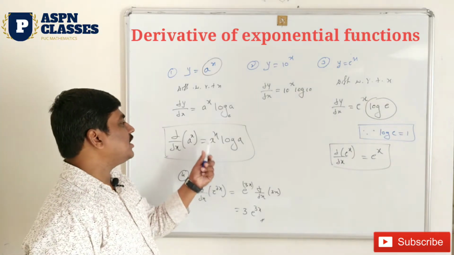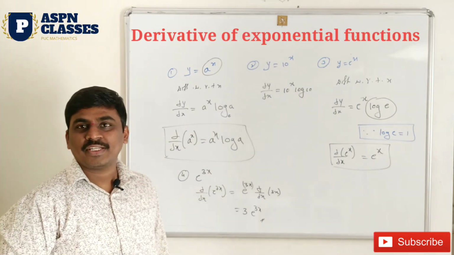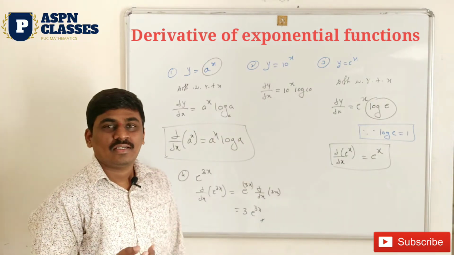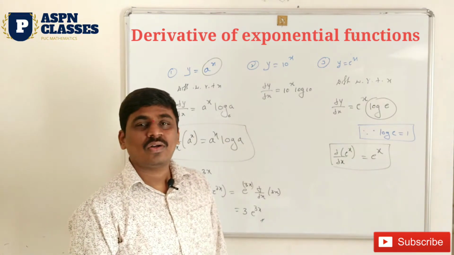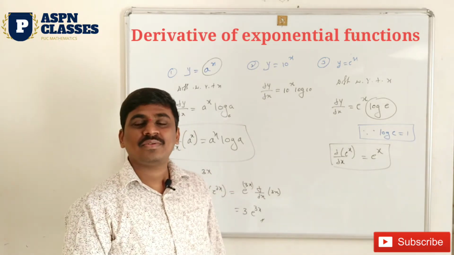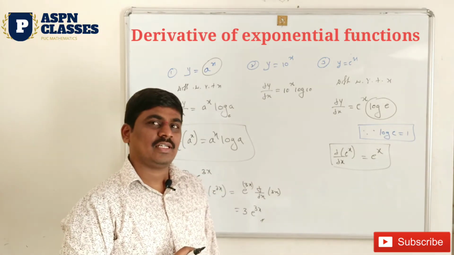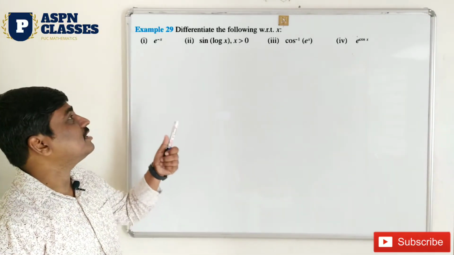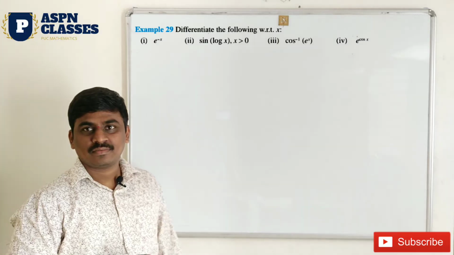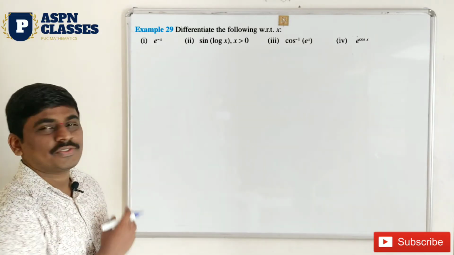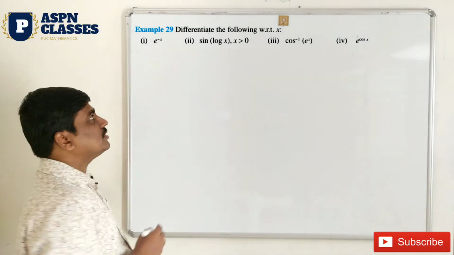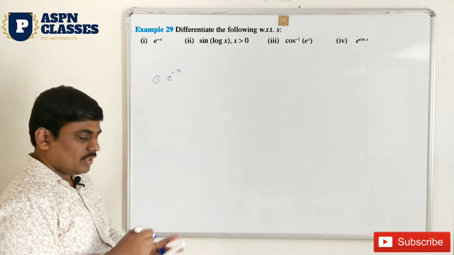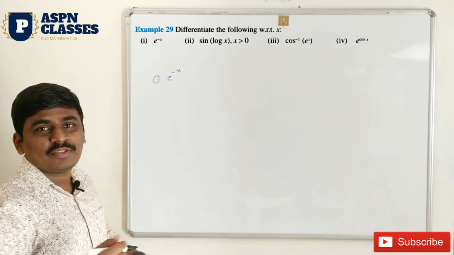Here also you may take a raised to 3x, a raised to 4x, or any examples. Here I am taking 10, you may also take 9 raised to x, 100 raised to x, 7 raised to x, any number, and find out the answers. Now observe, some examples are there: differentiate the following with respect to x. Here some examples are given, you have to find the differentiations. First one: e raised to minus x is given here. This is also one of the exponential functions.